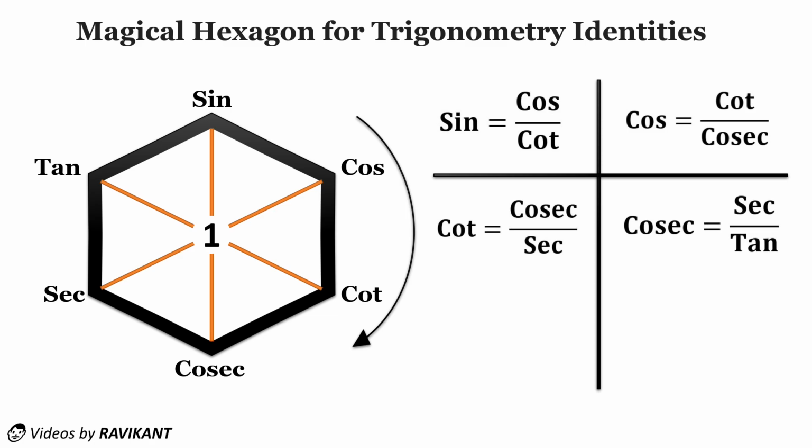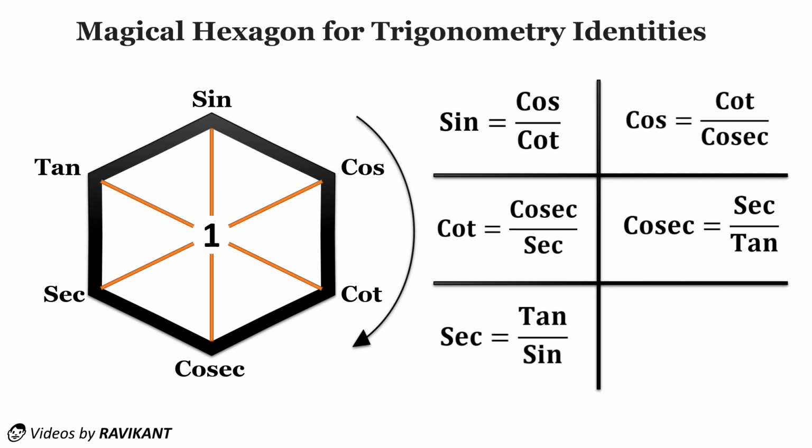Next we have sec. So sec is equal to tan by sine. At last we have tan. So tan is equal to sine by cos. So these are the formulas that will help you to increase the speed of calculations. With the help of these formulas, you will become faster.